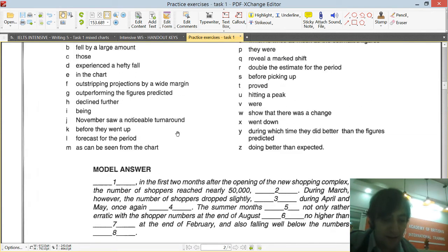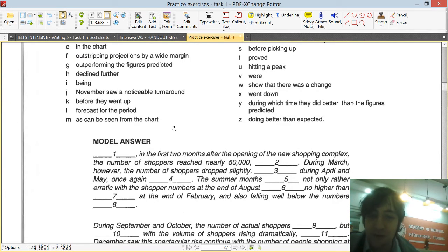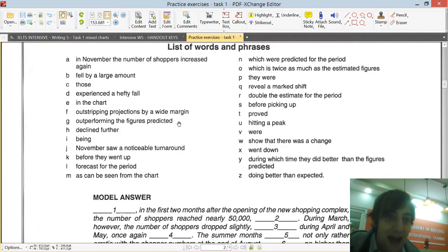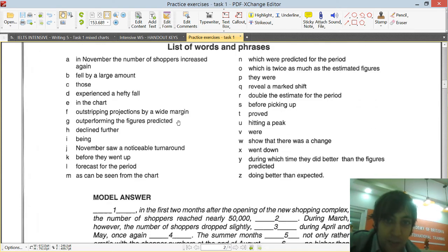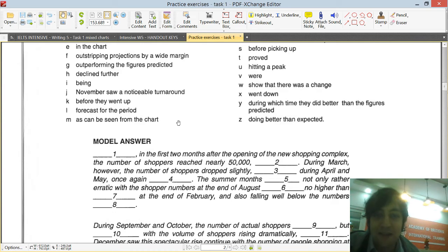The summer months, for 5 I had V, just where. There's not another possible answer you could have used for that, so just where is fine. Not only rather erratic meaning chaotic or crazy, with the shopper numbers at the end of August. And for number 6 I had I, just being, there's no other answer that can really work for that. So at the end of August being no higher than, and then for number 7 I had P, they were at the end of February. So again, just a simple answer there, they were.